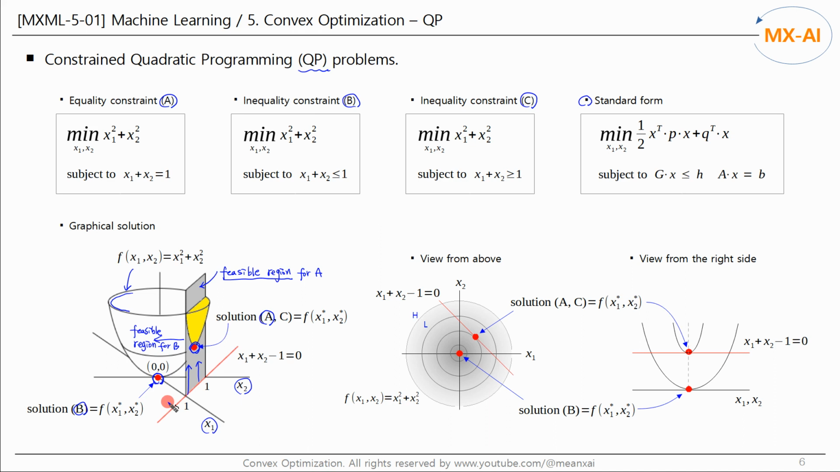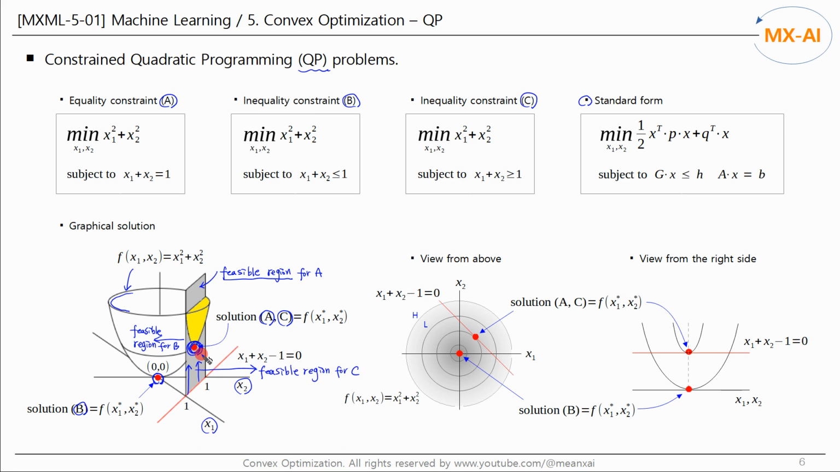The solution to the third optimization problem, C, is also at this point. This is because the area to the right of this gray plane is the feasible region for C. And this is the point in this region where the objective function value is the smallest.